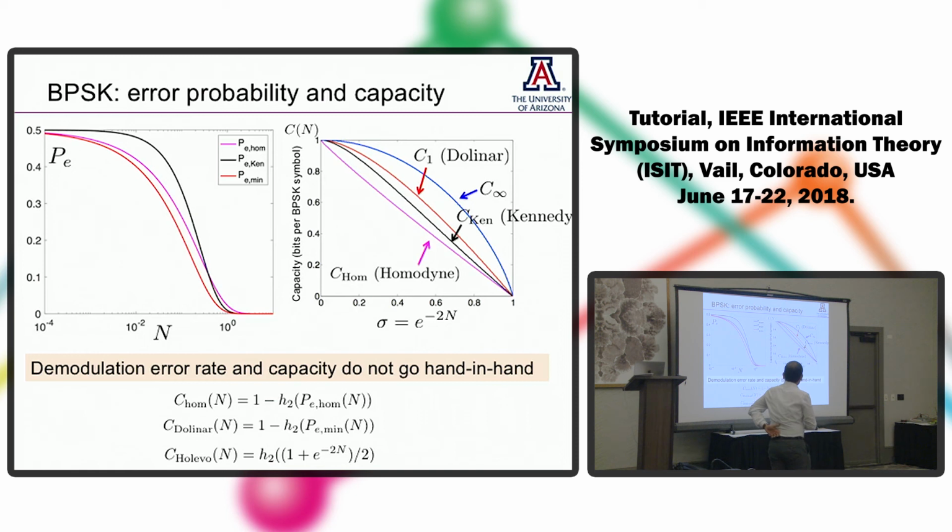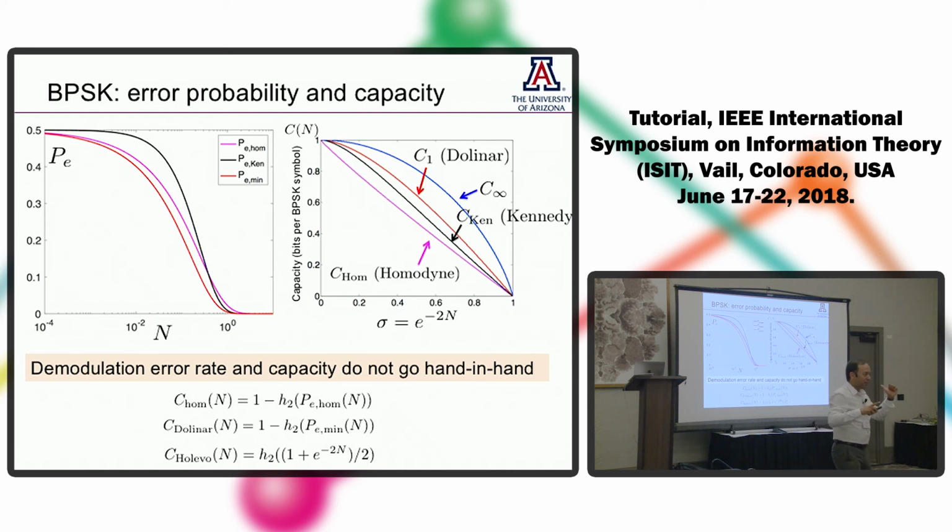Okay. Now let us plot these capacities. So we have seen these plots before, the error probability as a function of n. What I'm showing here is the black line, which is the Kennedy receiver for BPSK, which I actually hadn't shown you before. Remember, we only wrote down the expression for error probability for the Kennedy receiver when beta was equal to 0. But when you optimize over the choice of beta, you get this black line. This pink line is the probability of error for the homodyne receiver. And this red line is the minimum error probability attained by the Dolinar receiver.